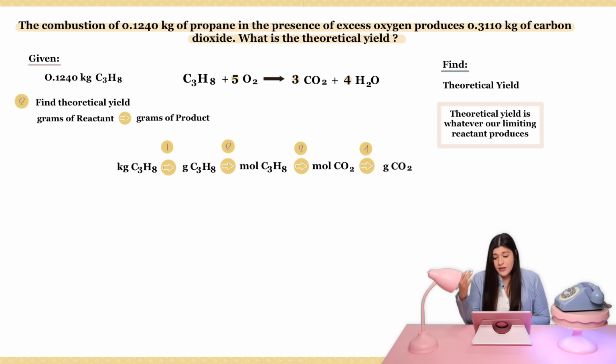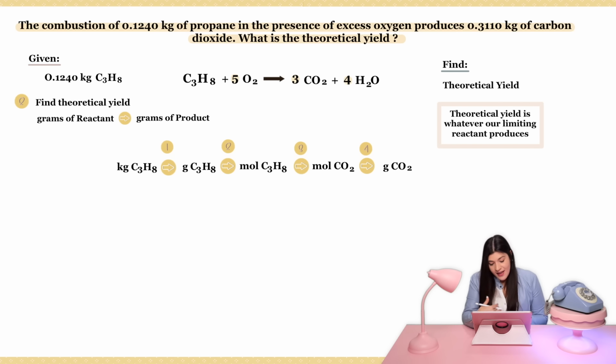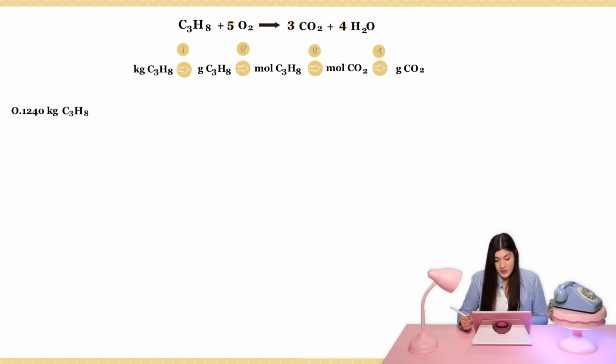So the theoretical yield, I know, is whatever the limiting reactant produces. Our limiting reactant in this case, because it really tells us, is propane, since our excess reactant, hint, hint, excess, is oxygen, that is O2. Since that's given, I don't have to do this twice, so let's keep going. I'm just going to put this all together.